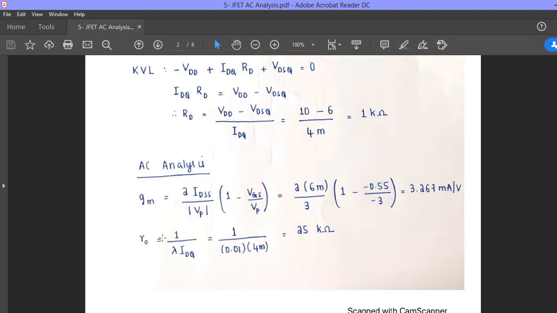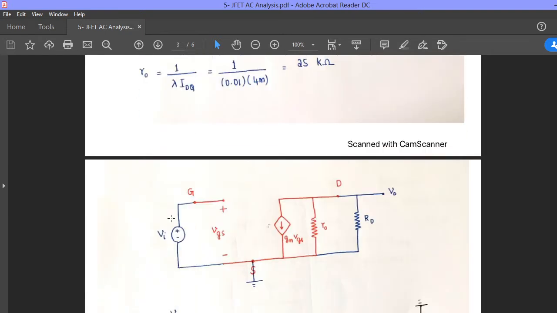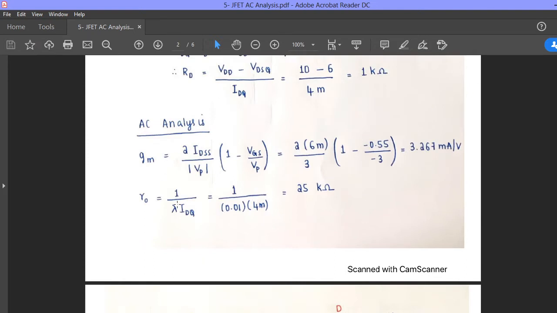R0 is equal to 1 by lambda IDQ. Lambda is the channel length modulation. If the lambda value is not given in the question, we take lambda as 0 by default. But if it is given in the question, R0 will not be infinite, meaning lambda cannot be taken as 0. Here it is given as 0.01, so we put in that lambda value and obtain the value of R0, some finite value. While if lambda is 0, or not given in the question, then R0 will be infinite. And again GM and R0 are found.